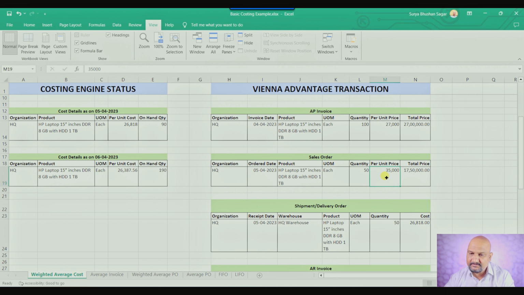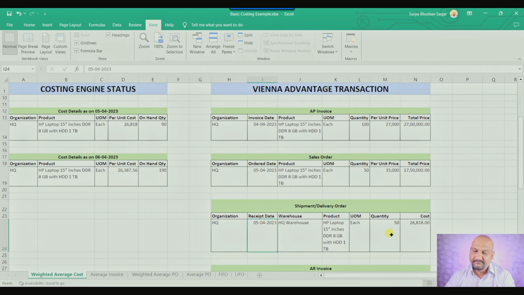It is not going to be the cost. The reason behind, cost plus my margin would be the final sales price. So it is basically the cost plus margin. So my cost was 26,818, and including my profit margin, based on that I have derived this particular value as my sales price. So my sales price is going to be 35,000 for these 50 quantities, and the customer has to pay 17,50,000.